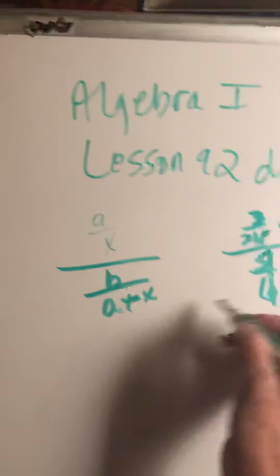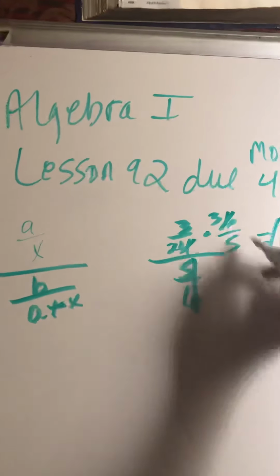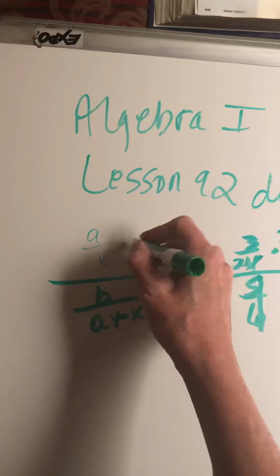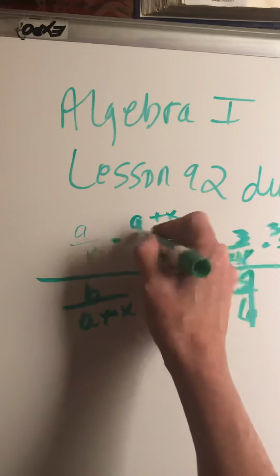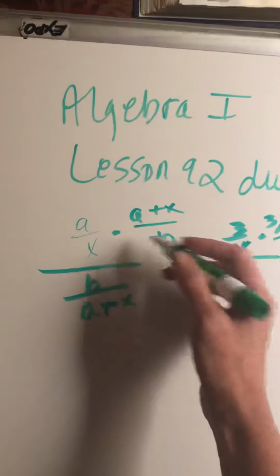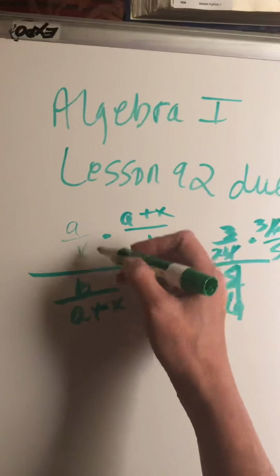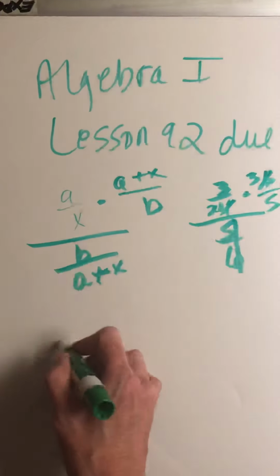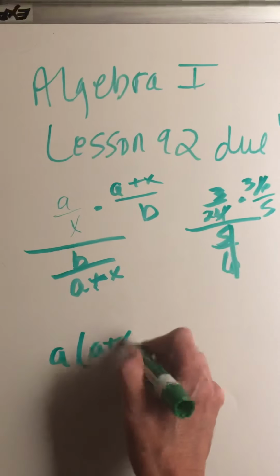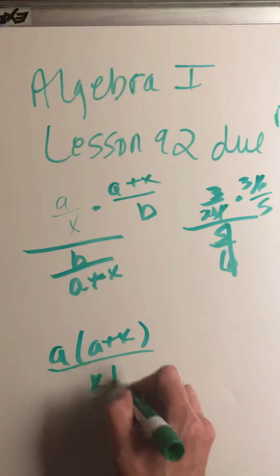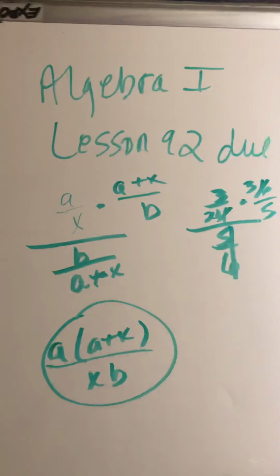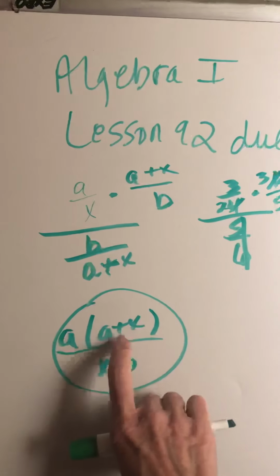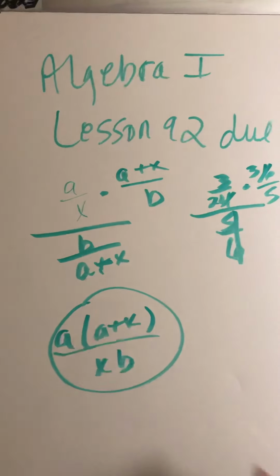Okay, so we're going to apply this same principle to this one with letters. We're going to multiply by the reciprocal of the bottom, a plus x over b, and then nothing cancels because you cannot cancel that x with that x. Those x's do not cancel. So you would just be left with a times a plus x all over xb. That'd be your final answer. You'd stop right there. You can't cancel those x's because that x has an addition in front of it, so you've got to leave it like it is.